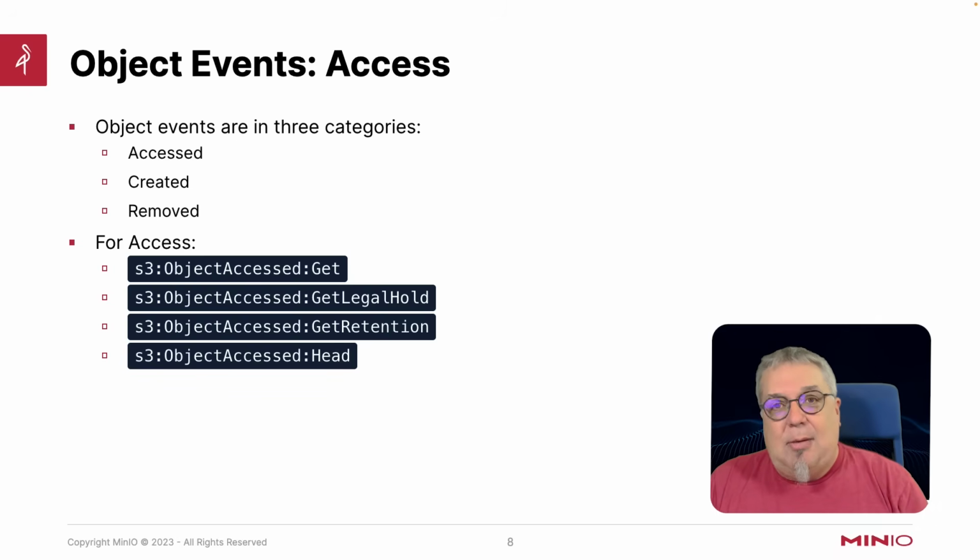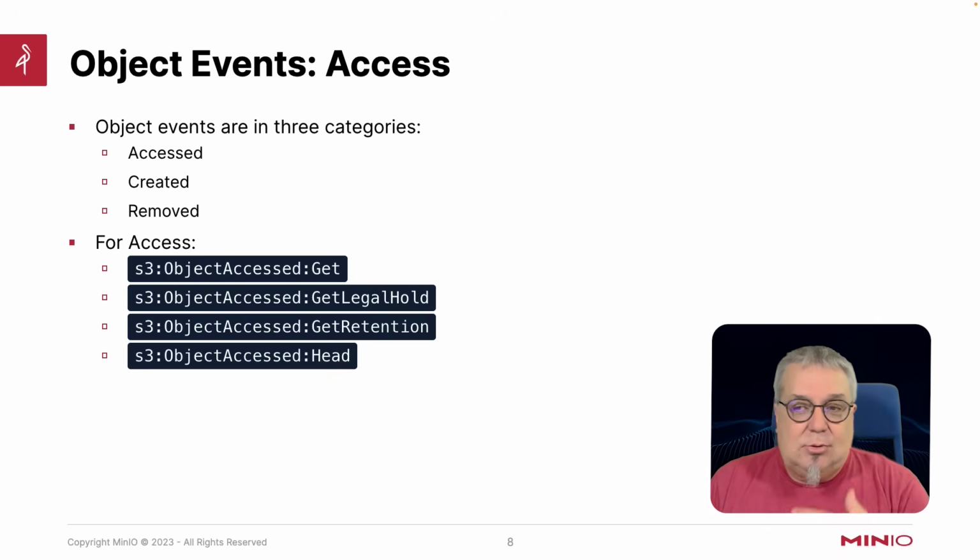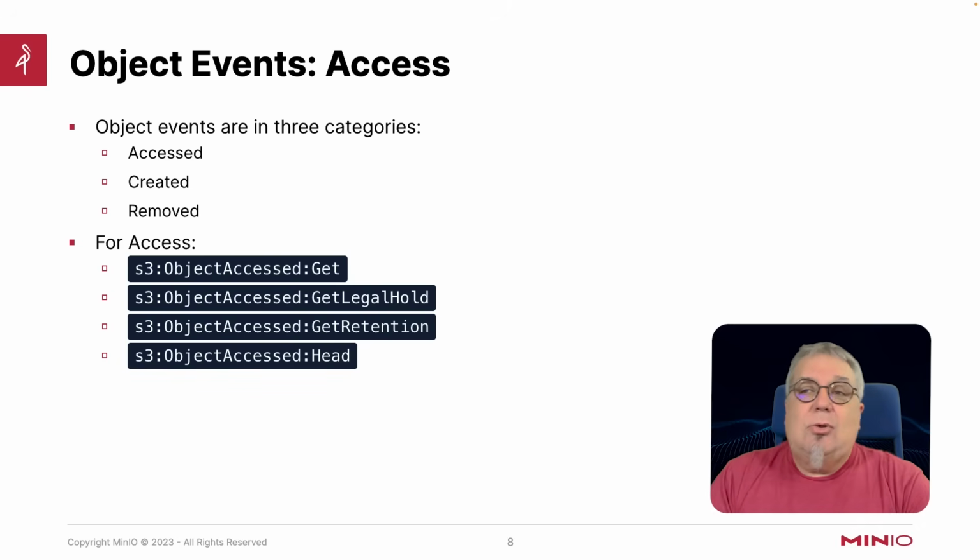It's when you're getting an object. If somebody tries to retrieve an object, you'll see that get. If somebody is getting the legal hold or getting the retention settings on an object, you'll see those. And the head, that's really where you're going to get the header of the response that's coming back down. You're going to make sure that you see that. Okay, so that's all stuff that you're going to do when somebody is trying to read an object.